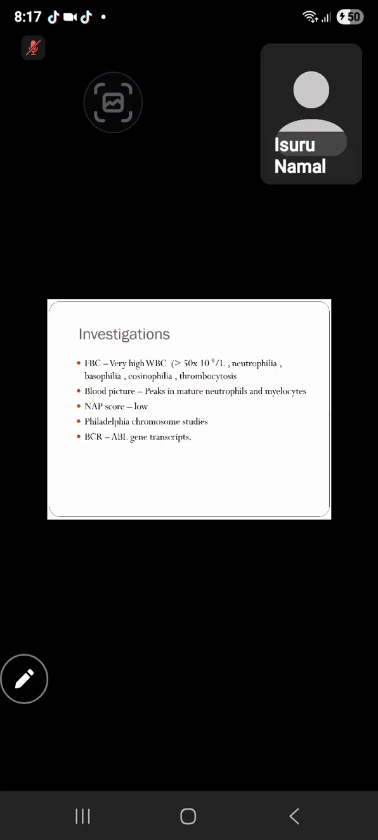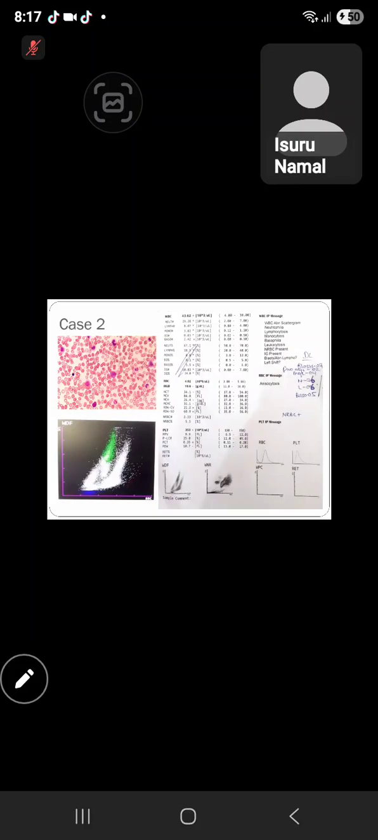These are the investigations that we use in diagnosing CML, chronic myeloid leukemia. There may be a question: what are the investigations that we use to identify chronic myeloid leukemia or CML? You should write these answers, right? The investigations are these investigations. Then this is a case of CML.